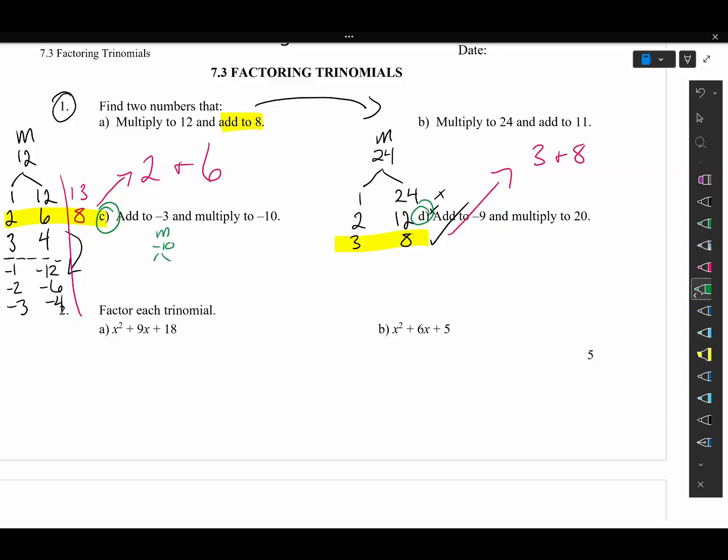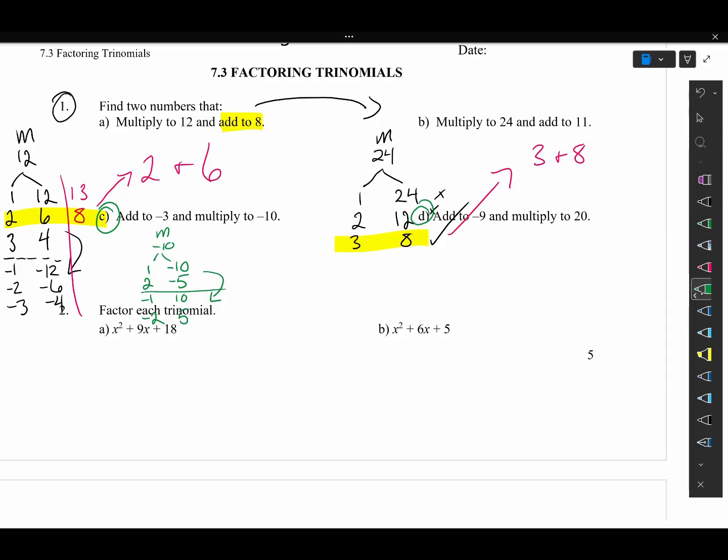Good. Here we're multiplying to a negative number. So we'll start with 1, but then it'll be a negative number in my right column because I multiply 1 times negative 10. And then 2 times negative 5. Now when I'm finding my corresponding pairs, I'm switching the signs of each of these. So negative 1, positive 10, negative 2, positive 5.